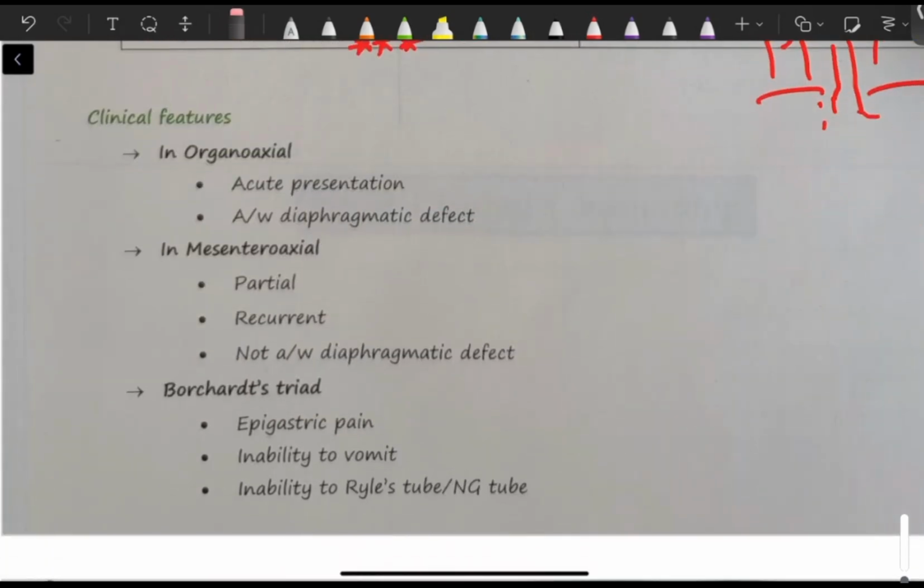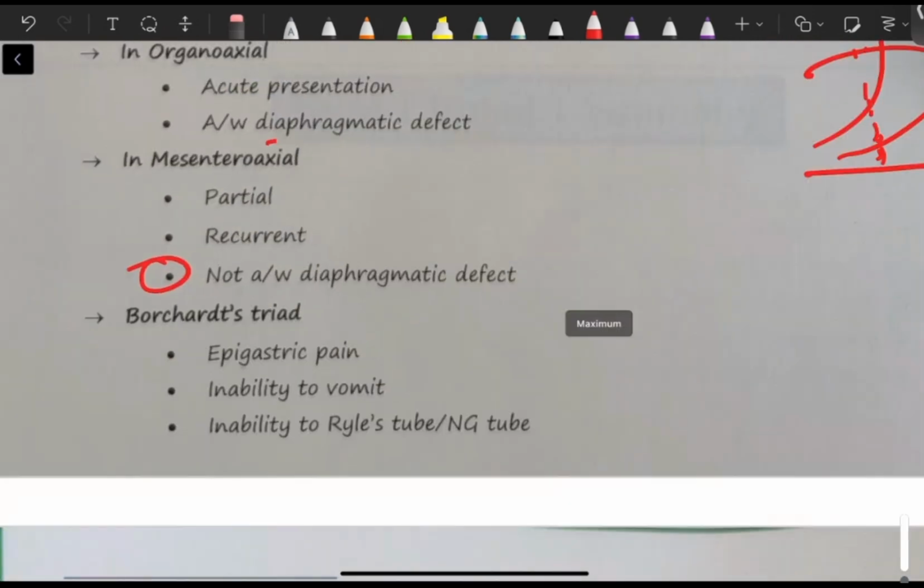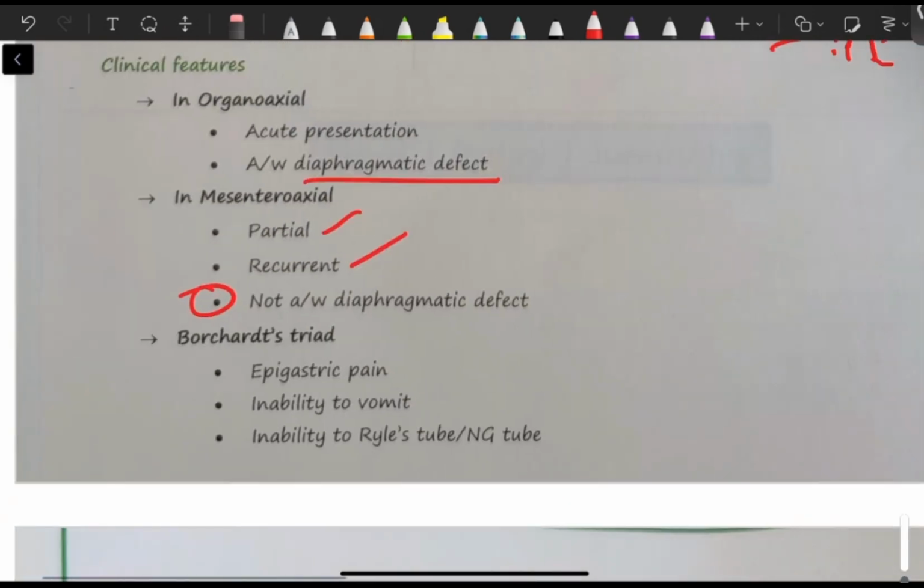Patient will be having acute presentation in case of organoaxial. Okay, and it is associated with diaphragmatic defect, that is secondary gastric volvulus, which we saw. In mesenteroaxial, the patient will have partial, recurrent presentation, and it is not associated with any diaphragmatic defect. And there is a classic appearance called as Borchardt's triad in case of gastric volvulus.